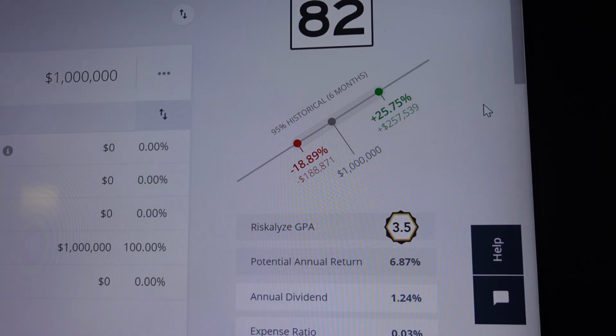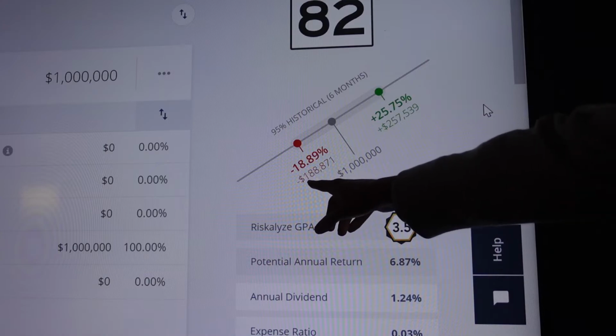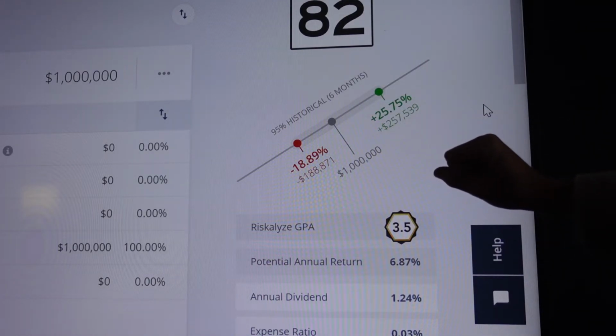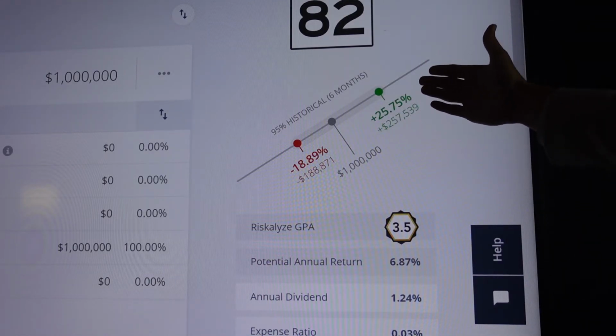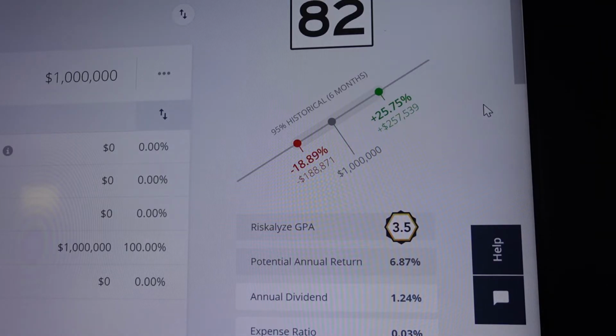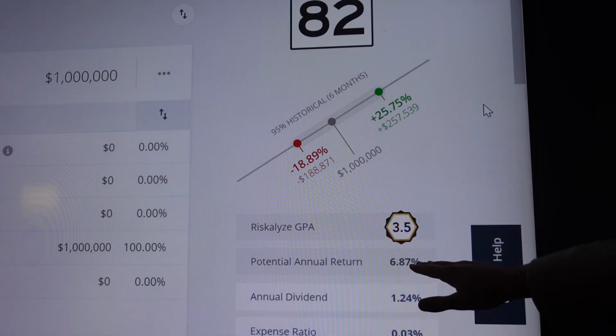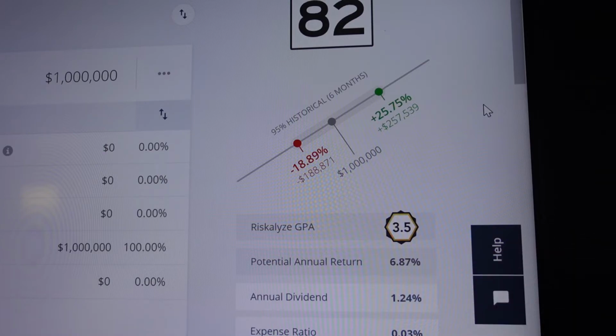This is all of the United States stock market, and it's saying that the risk number on that is an 82. And the downside over the next 6 months is about 18%, or $188,000. And the upside is a pretty nice 25% over the next 6 months. And the potential annual return is 6.87% if you just own the entire stock market. So very diversified, but 100% in the stock market.